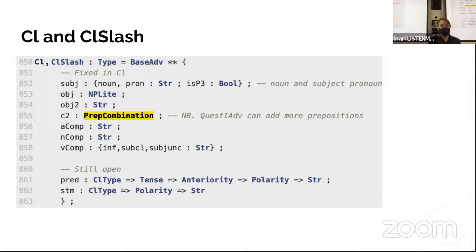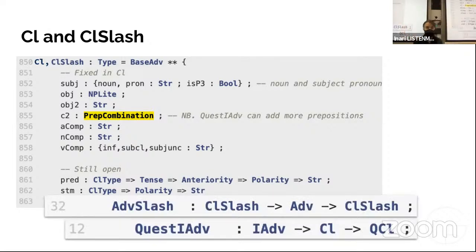The next level is Cl and ClSlash. Why are we still very discontinuous? We haven't decided on anything yet. The reason is that we can still add adverbials at this stage. For instance, if we have ClSlash, we can add an arbitrary amount of adverbials to it. Also, when we make a Cl into a QCl, we can add an IAdv. So that's all these like what for, in what way, they can introduce adpositions. So we must keep it open.